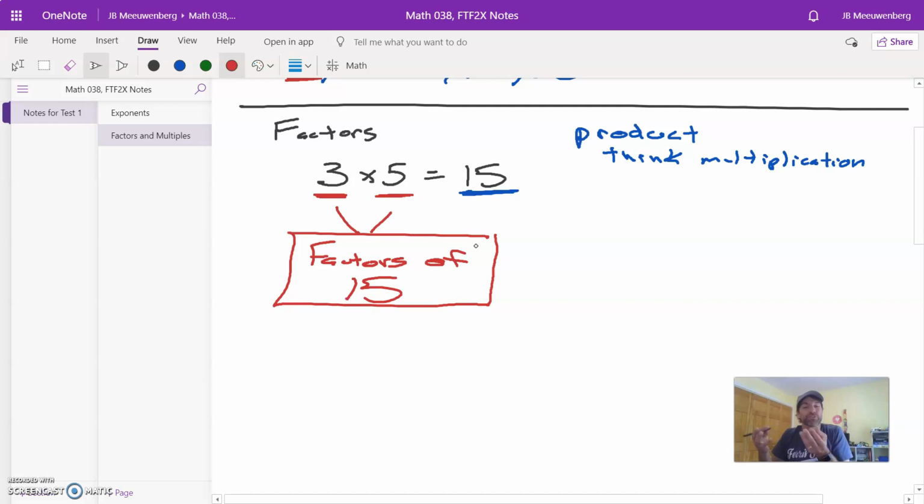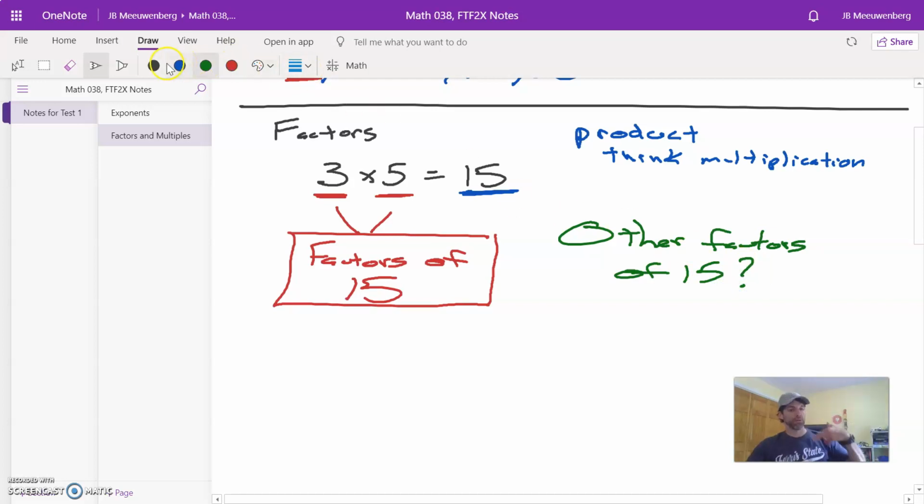We also might say they're numbers that go in evenly to 15. We don't mean even like an even number. We mean as a whole number. Again, one of those language things in mathematics where we use the same word to mean different things. 3 and 5 both divide evenly into 15. 3 goes in 5 times. 5 goes in 3 times. Are there any other factors of 15? Pause. Think about that. Are there any other factors of 15?